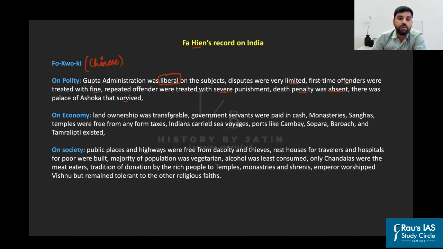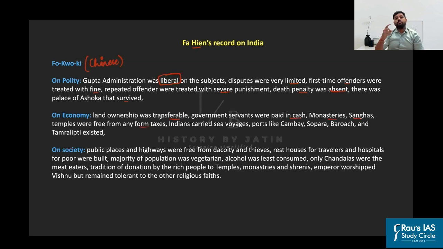Economy: land ownership was transferable. You can transfer land ownership. Government servants were paid in cash, which means the economy was good. Monasteries were there, belonging to the Buddhist people. Sanghas were there. Temples were free from any form of taxation.